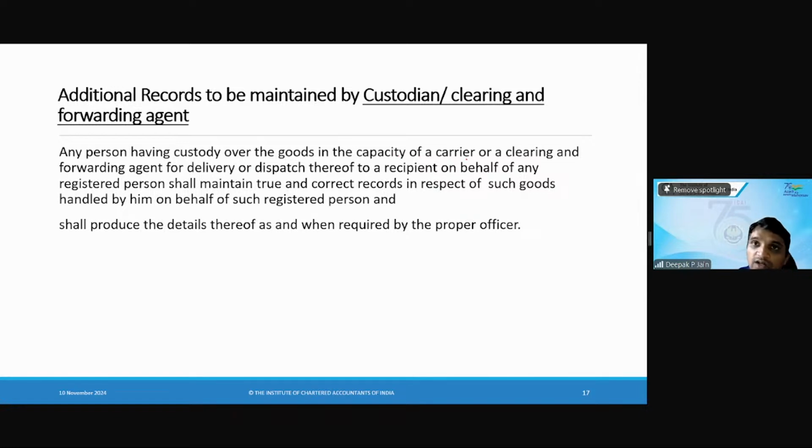What does carrier mean? Who is a transporter? Any person who has custody of our goods. When I give goods to a transporter, he is not the owner. He is only carrying the goods on my behalf. So he has custody in his capacity as a lorry owner, as a truck owner, or as a courier. He is carrying the goods, so he is called a carrier.